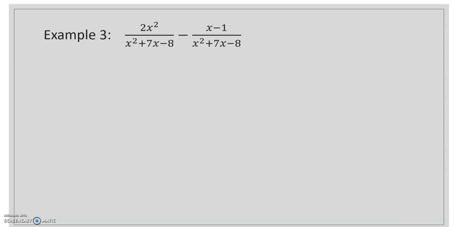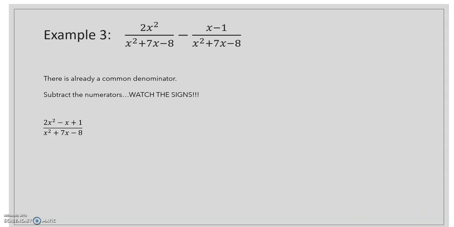Example 3. 2x squared divided by x squared plus 7x minus 8 minus x minus 1 divided by x squared plus 7x minus 8. There is already a common denominator. Subtract the numerators. Watch the signs. 2x squared minus x plus 1 over x squared plus 7x minus 8.